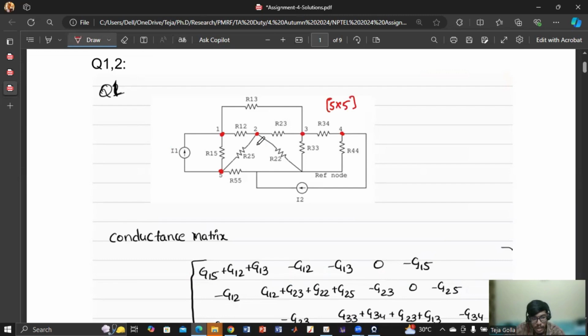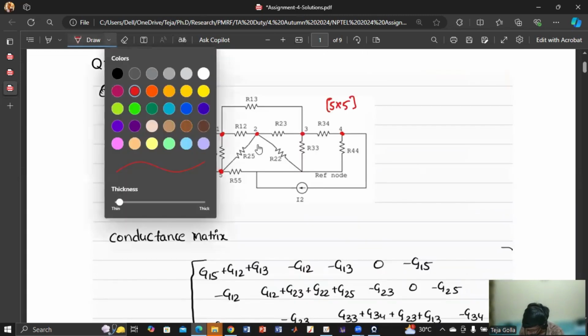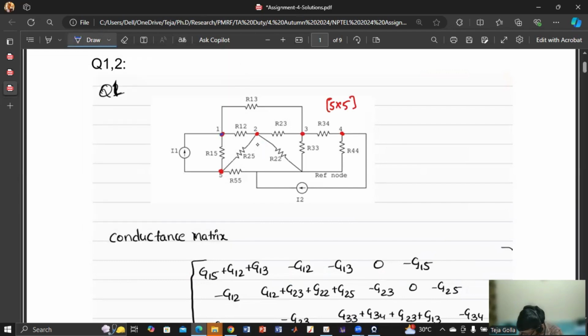So first let us talk about the diagonal elements. At node 1, we have R12, R15, R13. So that's why G15 plus G12 plus G13. Correct?